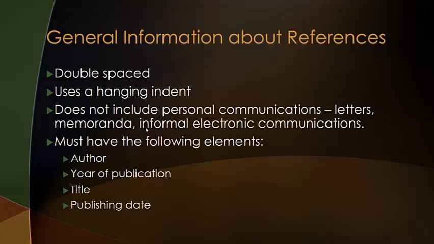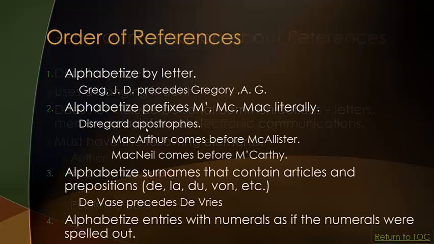Okay, you must have the following things as part of each reference: the author, the year, the title, and the publication or publishing date. Your order of references, and we're going to mention this, and then we're going to stop here and move into Chapter 7 in the next presentation. But your references are always alphabetized by letter. You would be surprised how many graduate students don't realize the alphabetizing of references is important. If you are close, then you just keep going.